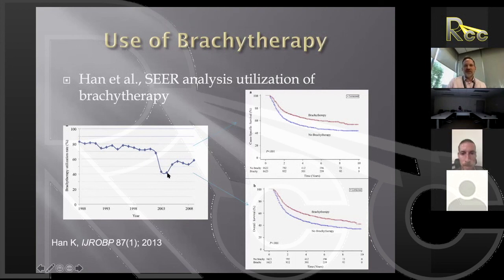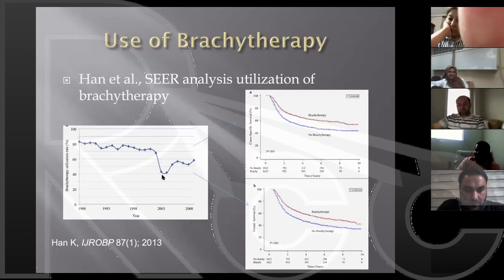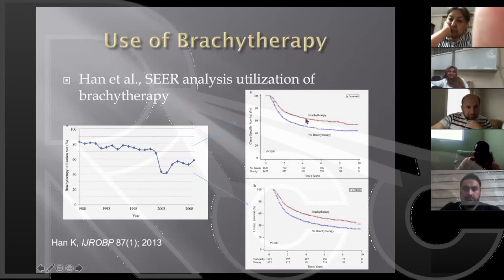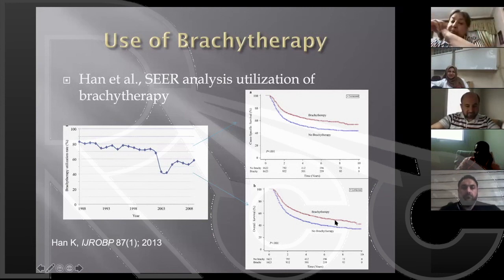In the United States in 2003, centers started adopting IMRT and deciding, why should we do all of these brachytherapy procedures, which are technically difficult and take more time, when we could just treat these patients with an IMRT boost. So by 2003, the utilization of brachytherapy was down to 40%, which is really interesting because in this same report, they showed that brachytherapy led to an improvement in disease-specific survival and overall survival in all the patients that had it compared to patients with no brachytherapy.